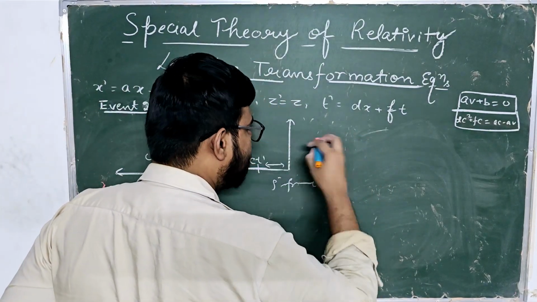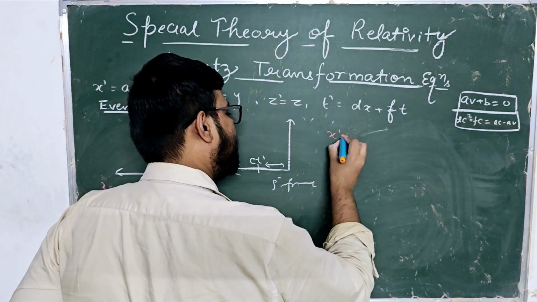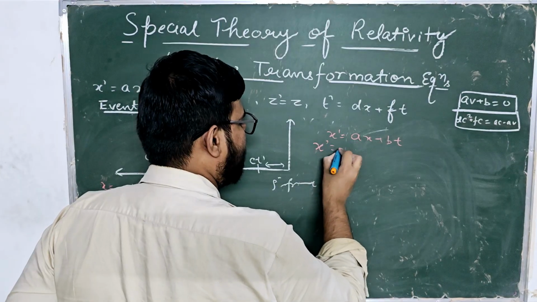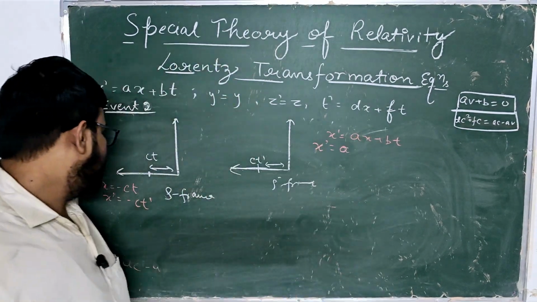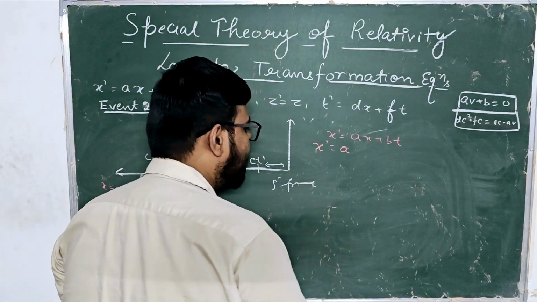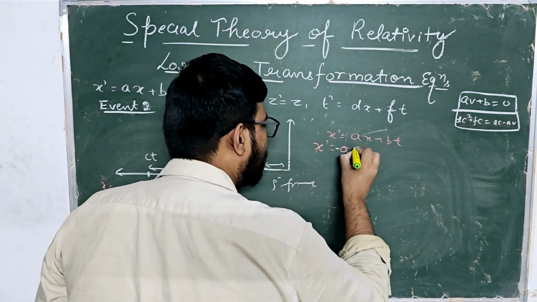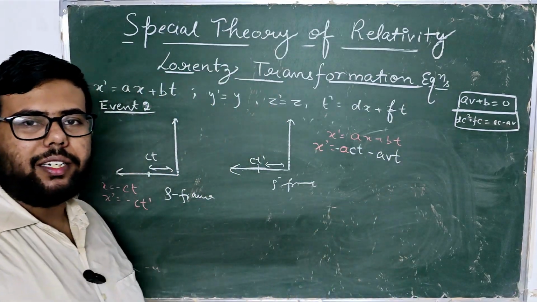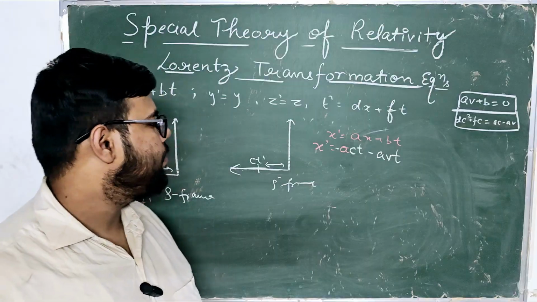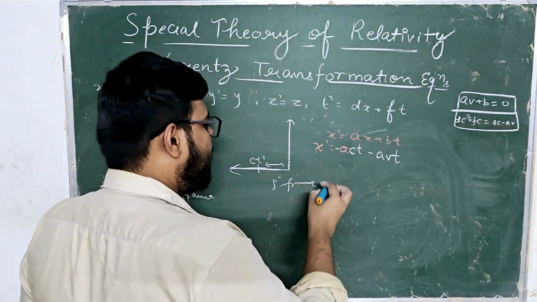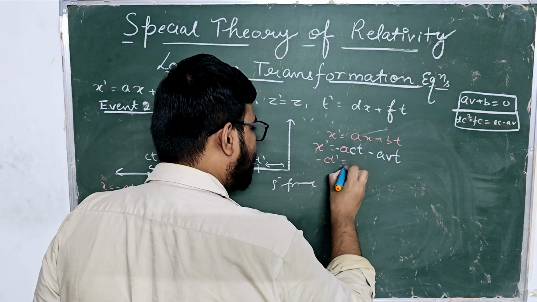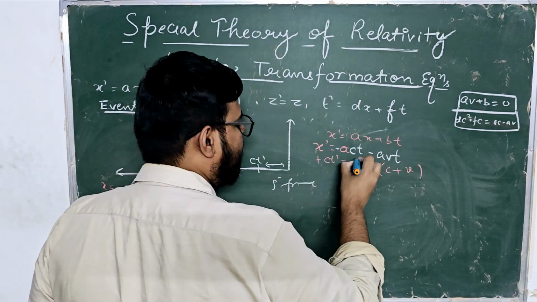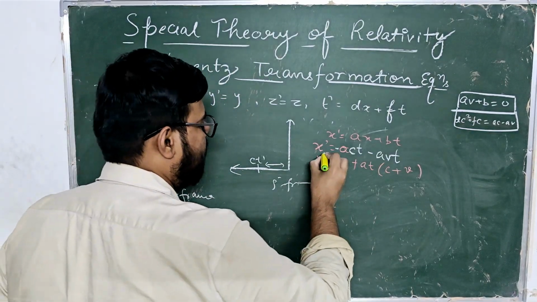So X prime is equal to AX plus BT, right? Now X prime is equal to A times X. What is X? X is equal to negative CT. So we will have a negative sign over here: negative ACT minus AVT. Correct? Minus AVT, because B is equal to minus AV. Right? Okay. And what is X prime? X prime is equal to negative CT prime. It is equal to negative ATC plus V. So this will become positive. Right? So this is another equation.